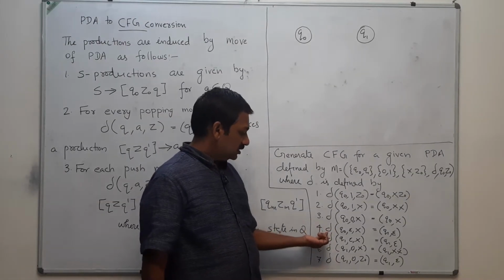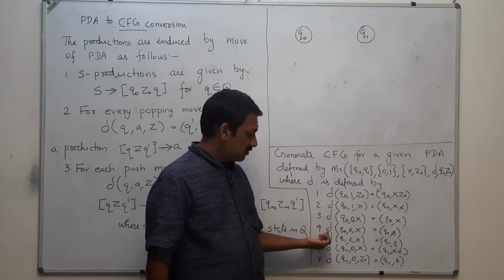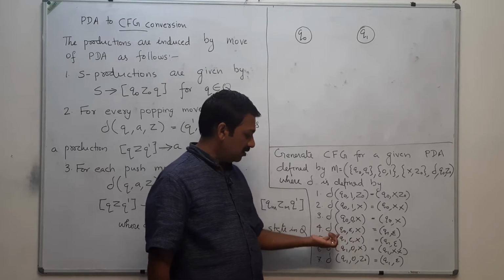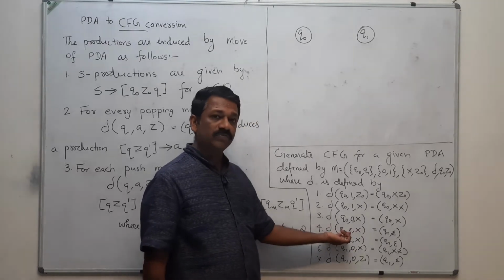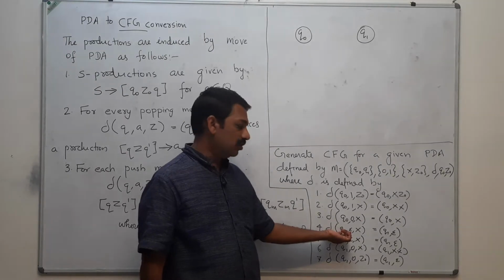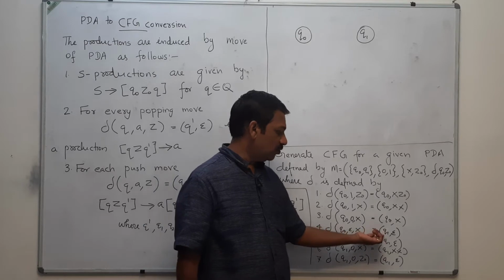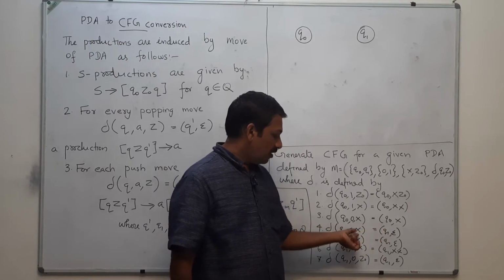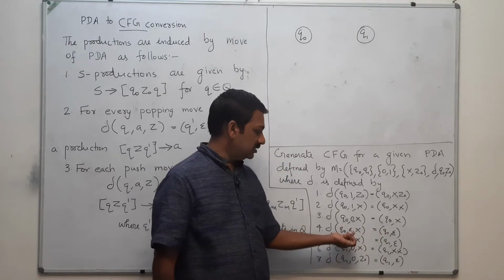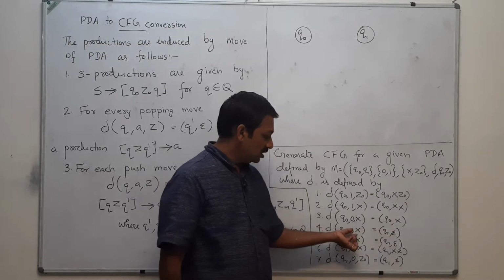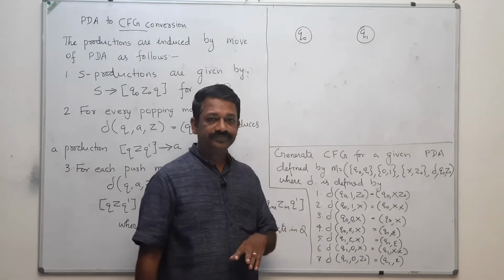Next is the fourth rule, delta of Q0, epsilon, X. Epsilon here means without reading any input. If X is on top of the stack, what will happen? It will switch to a new state Q1 and pop this X. Epsilon after that means you have popped this X.